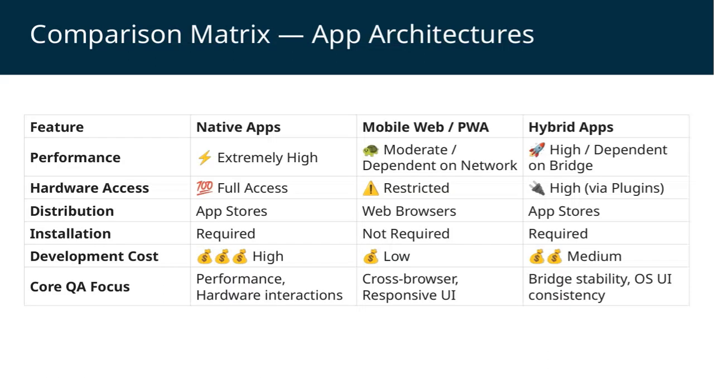Let's break down the main differences between native apps, mobile web or PWAs, and hybrid apps. Native apps deliver lightning-fast performance and full hardware access, but they come with higher development costs and require installation through app stores. Mobile web apps run in browsers, so no installation is needed, and costs stay low, but performance and hardware access can be limited. Hybrid apps strike a balance, offering high performance through bridges and good hardware access via plugins, with medium costs and app store distribution. Each approach demands a different quality focus to get it right.